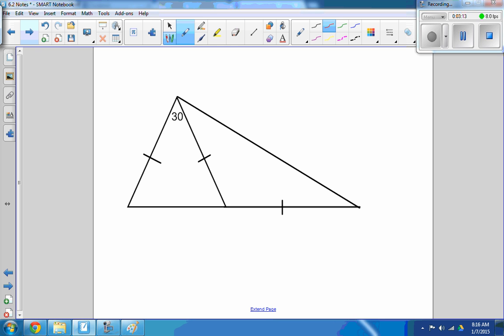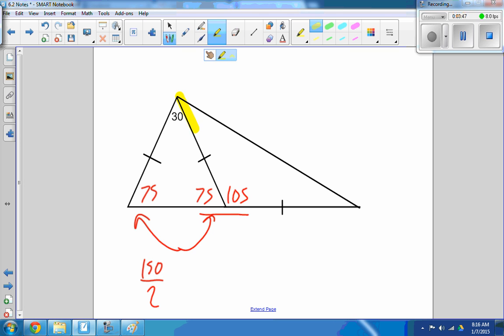Again, a little bit more complicated. Here, with just this triangle, this is the vertex. So it's between the two congruent sides. So we know that these two angles have to be congruent. They are the base angles. So 180 minus 30 is 150. Divide that by 2. And both of those are 75. Linear pair, thus they add up to 180. So that's 105.